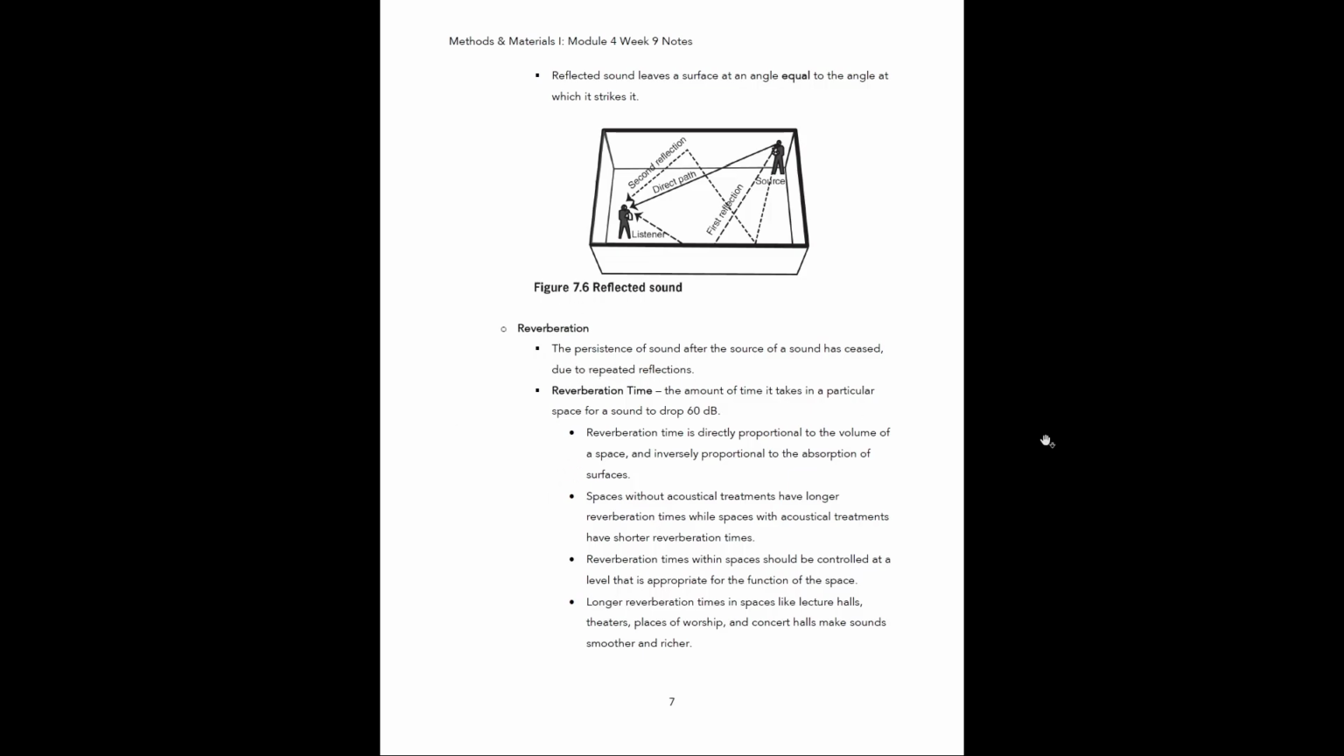Reverberation. I mentioned reverberation sort of at the beginning. This is the persistence of sound after the source has ceased due to repeated reflections. What this is saying is the sound source has stopped, but the sound waves are still bouncing around the room, and that is causing the sound to stay active even though the source is not producing sound anymore. So it's kind of like an echo. An echo is a little bit different, but for interior spaces, whenever you're thinking about an echo or a sound bouncing around, reverberation is the term for it.